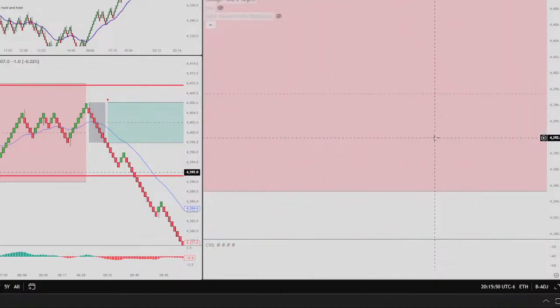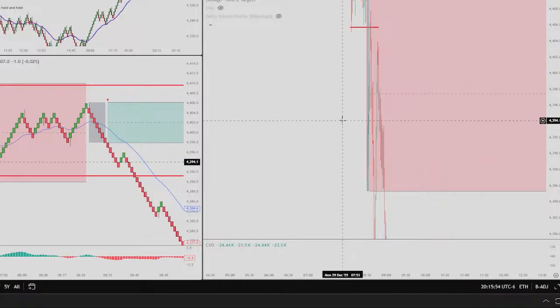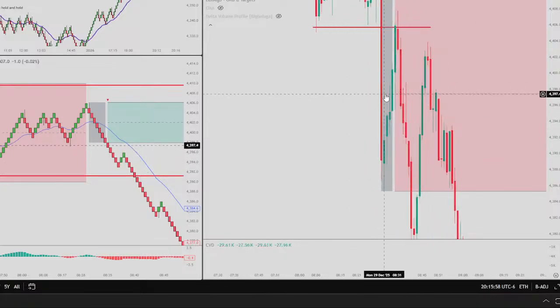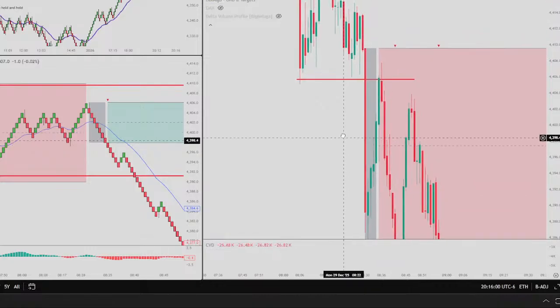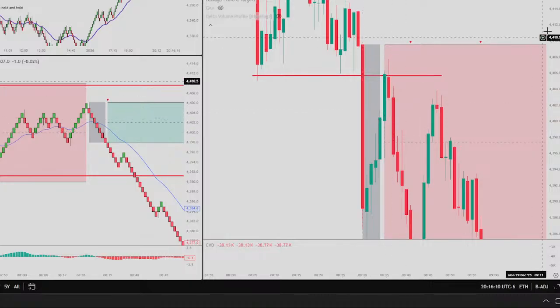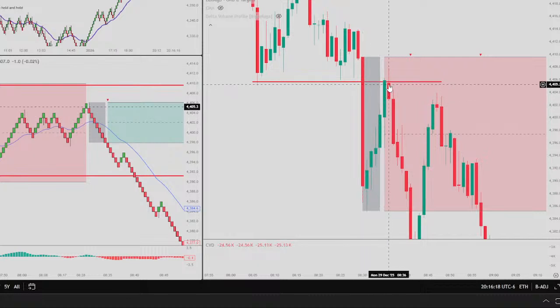Okay, so let's go to this day. This day had a pretty wide range. Look at that candle right there. Oh, you can't even see the whole thing. Okay, really big candle. And there was 26,000. So that's a ton of volume in a single 1 minute candle. It just dropped. Volume of 29,000. Tons of volume right here.